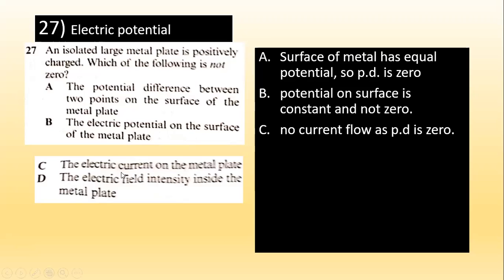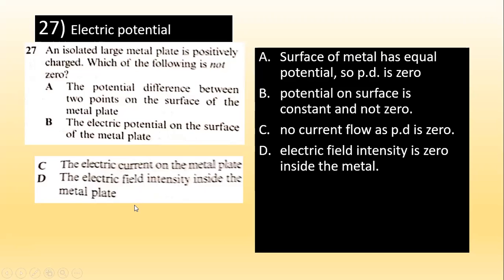Electric field intensity is the same as electric field strength. What is the electric field intensity inside the metal plate? Inside a metal plate, there's no field. The intensity is 0. Always remember, only on the outside is there an electric field. Inside there is always 0 because there's no charge inside the metal plate.